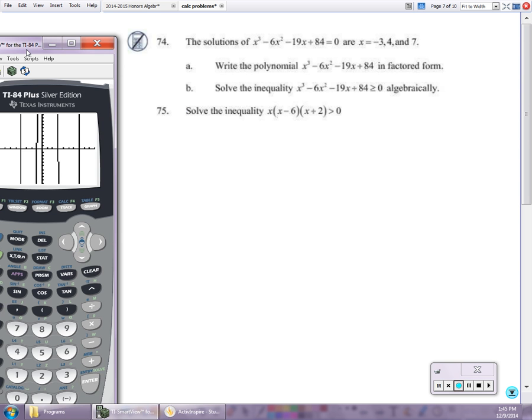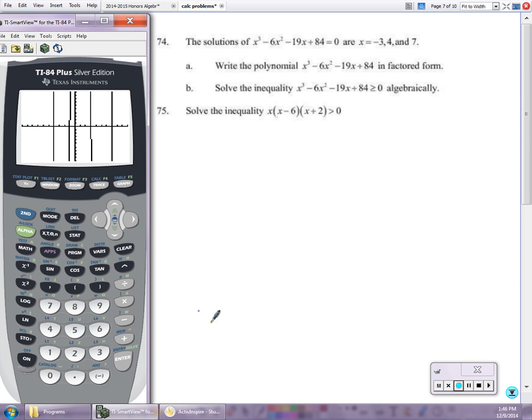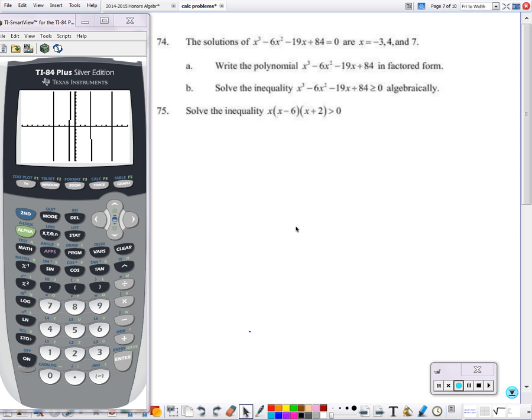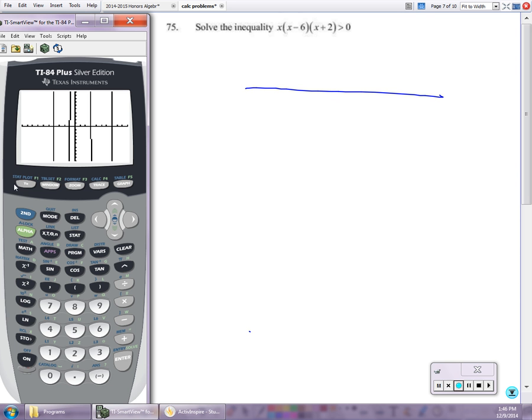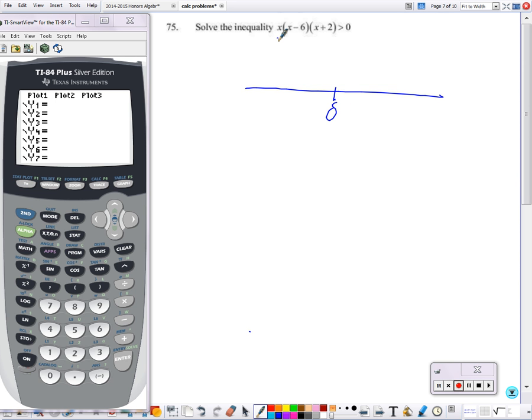Okay, so 74, that's the same no calculator question. I'm not going to do that one. But 75, we can use a calculator for. So before I plug that in the calculator, I know what the x-intercepts are because I have the factors. So 0 is going to be an x-intercept, positive 6, and negative 2. And what I can do is use the calculator to get the end behaviors so I know which way this graph goes.